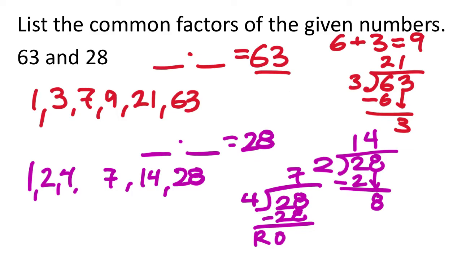Now it said, what are the common factors, right? That's what it wanted up here. So I need to go through this list and find any factors that are common. Well, the 1 and the 1, those are common. And that's okay to list the ones. That's all right.